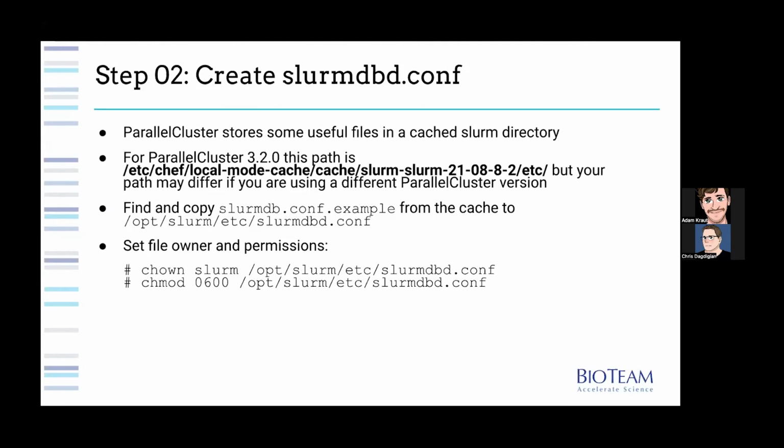The path is specific to the version of Slurm, so it might be slightly different when you do this on your own. This step is basically saying we need a slurmdb configuration file. It needs to be in /opt/slurm/etc, and you can get the starting file by stealing it out of the chef repo that the ParallelCluster people have for you. The other thing is Slurm is very picky about ownership and file permissions. So this file needs to be owned by user slurm. It needs to be chmodded to 600 or something like that, because it's going to have a MySQL password and other things in it. So they want it to be locked down.